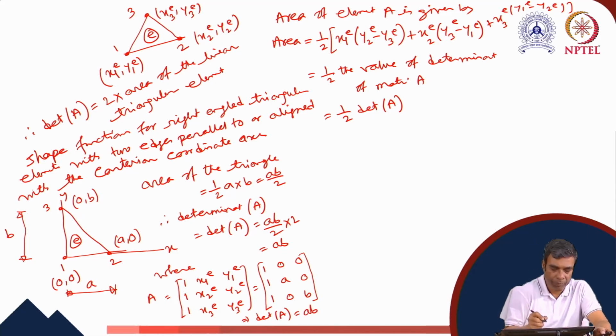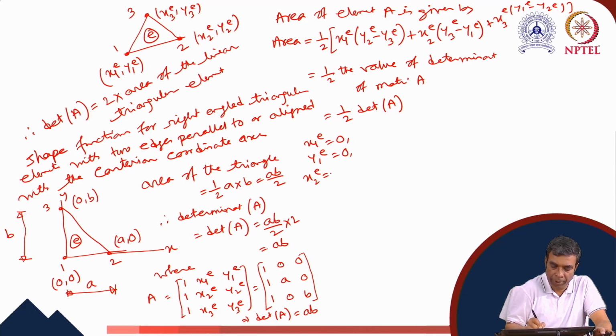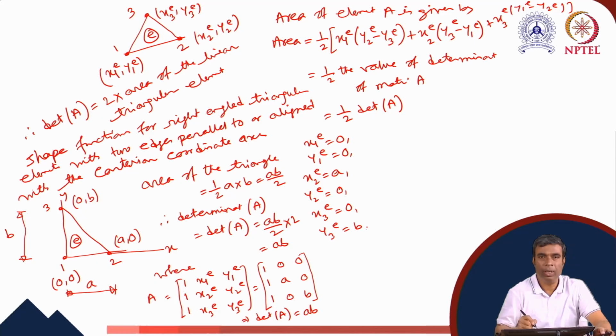Now we have x1e equals 0, y1e equals 0, x2e equals a, y2e equals 0, x3e equals 0, and y3e equals b. So we have the coordinates and we have the expressions that we have written in the previous page for the shape functions. Using these expressions, we can calculate the shape functions.